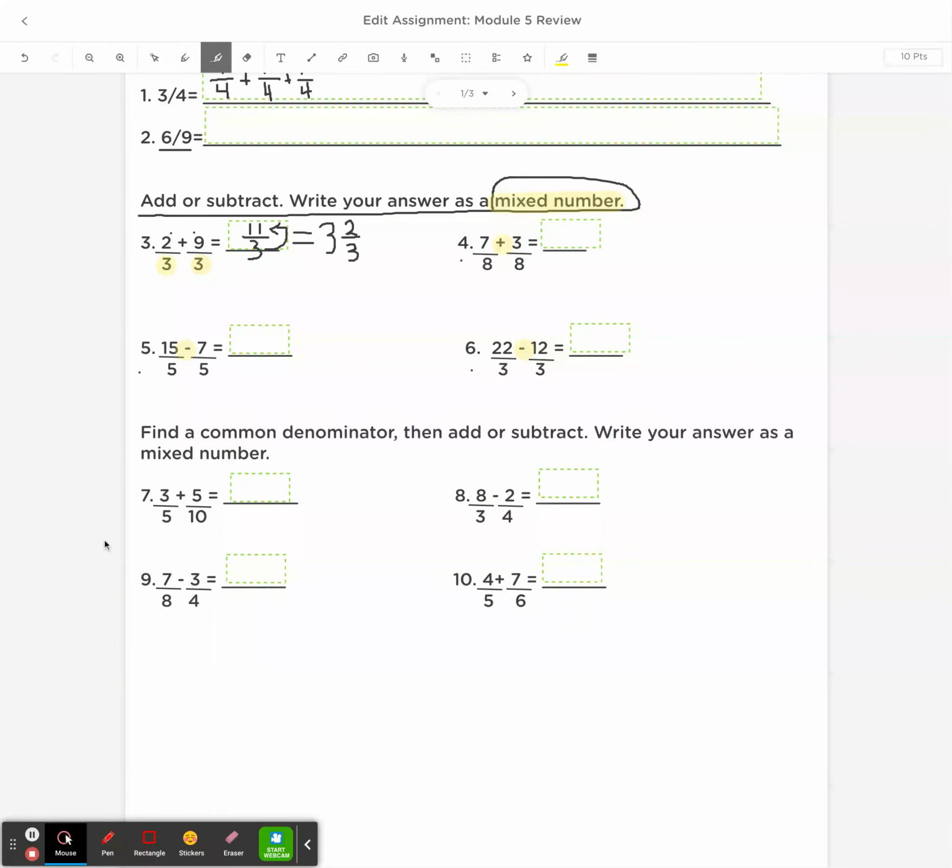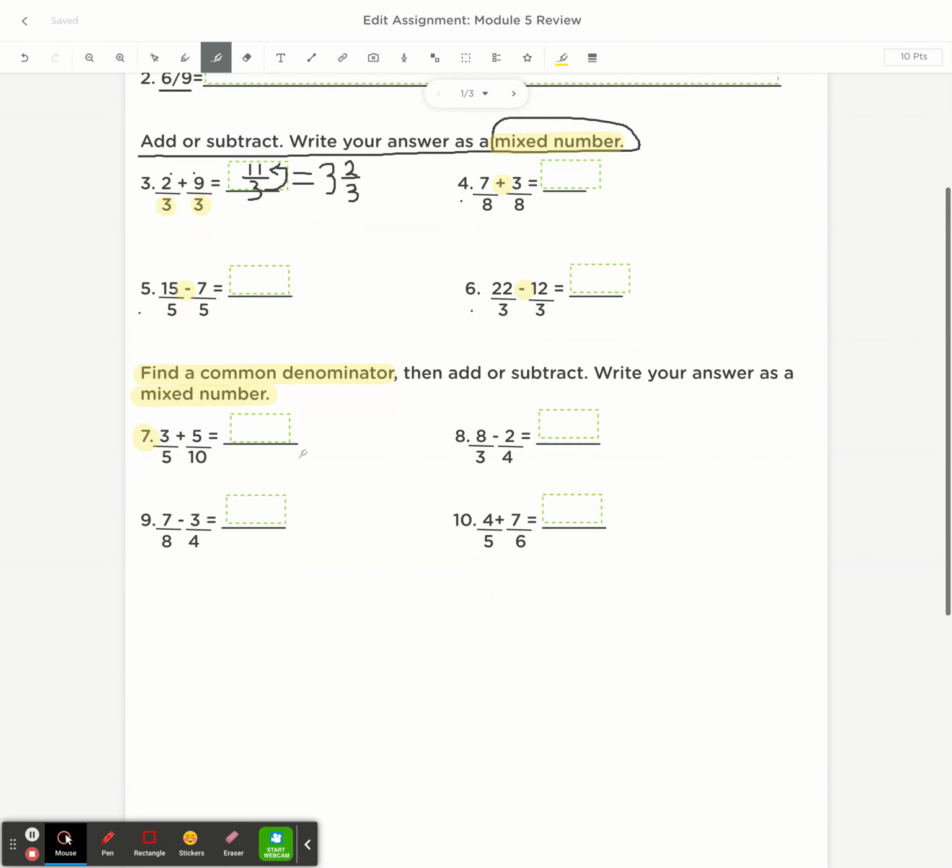In the next section, same deal, I'm going to show you number 7, and you guys will do the rest on your own. So again, this is review from the beginning of the module. We have to start off by finding a common denominator and then adding or subtracting. And once again, we have to write our answer as a mixed number. So let's look at number 7. That's the one that we're going to do together. So I see 3/5 plus 5/10. Well, right away, I see that my denominators are different numbers, and that does not work. I cannot add those 2 fractions together. They have to have the same denominator.